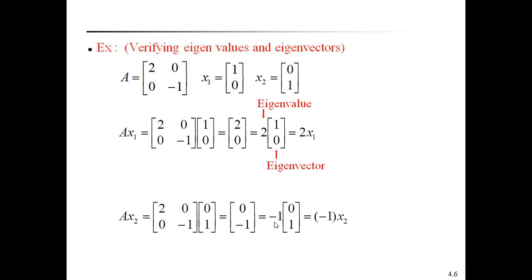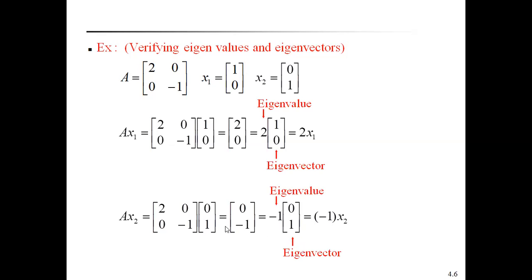So we get 0, minus 1, where minus 1 is common, giving 0, 1. That is equal to minus 1 into x2. See here, this minus 1 value is called the eigenvalue. This column vector 0, 1 is represented by x2. This is called the eigenvector.